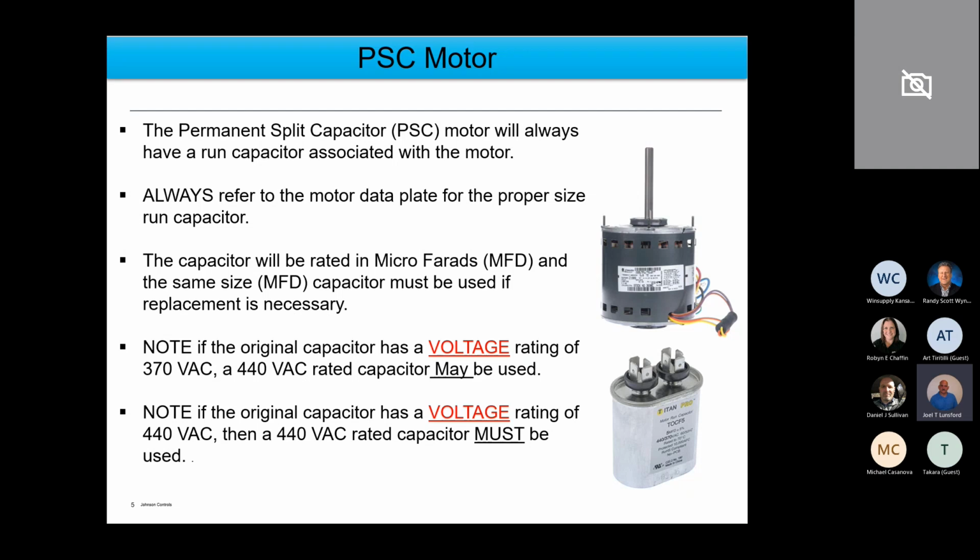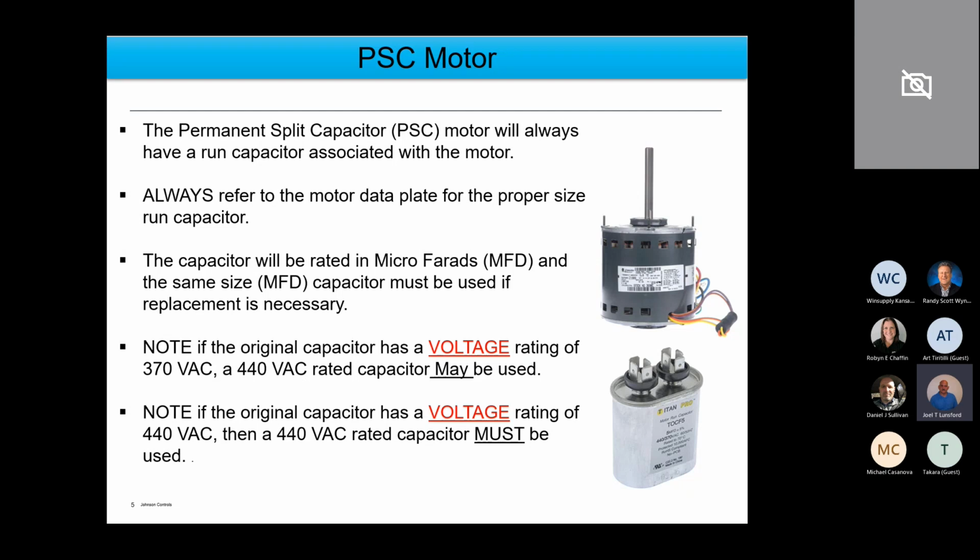Well, it should be noted if the original capacitor has a voltage rating of 370 volt, you can use a 440 volt rated capacitor to replace it. Let me say that one more time. As long as the microfarad rating is the same, if the original capacitor was a 370 volt capacitor, it's okay to replace it with a 10 microfarad 440 volt capacitor because you're actually going up in voltage rating on the new capacitor. It just means it's a little heavy duty capacitor.